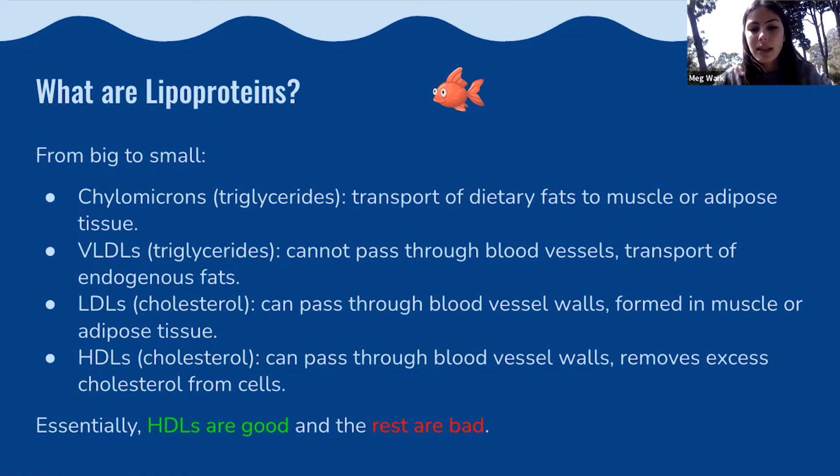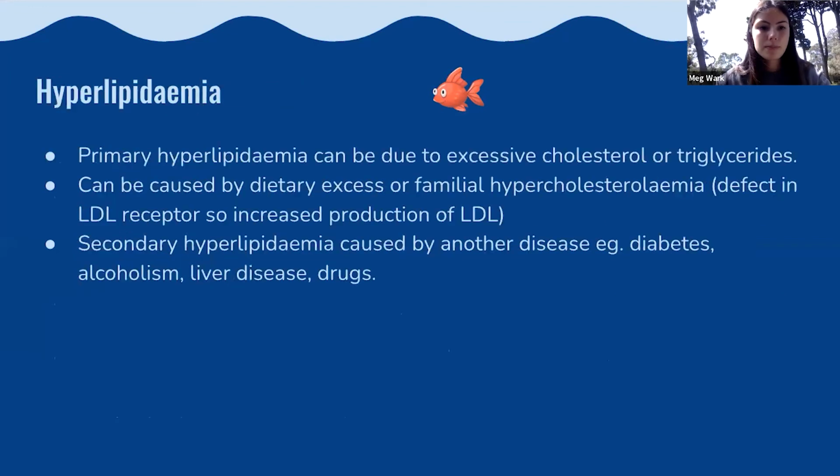These are cholesterol. They can pass through blood vessel walls and they're formed in muscle or adipose tissue. And we've got high density lipoproteins, also cholesterol. They can also pass through blood vessel walls and they remove excess cholesterol from cells. So HDLs, the high density ones, are good because they're going in and scooping up excess cholesterol. The rest of them are bad because they're essentially depositing cholesterol and fat.